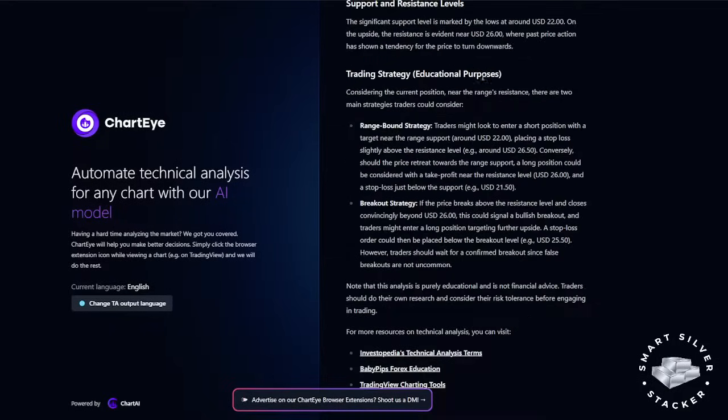Again, educational purposes only, as this points out trading strategies that this AI would recommend based on the current chart of silver. Considering the current position near the range's resistance, there are two main strategies traders could consider. I also want to point out, I don't do a lot of trading when it comes to silver. I typically just stack, get the physical stuff.